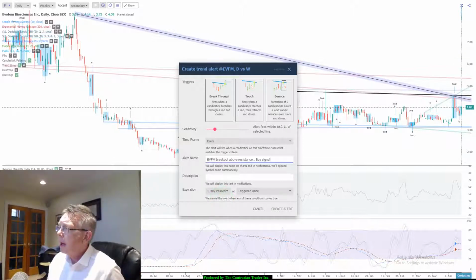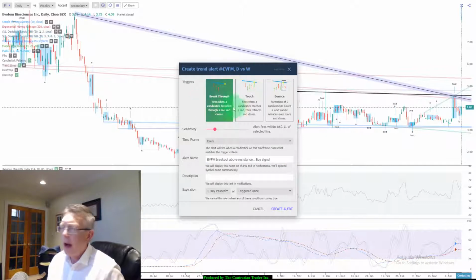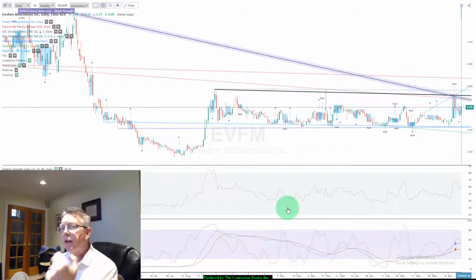So we're going to keep an eye on this. Note how I click breakthrough. It's got to break through that resistance level, right? So it's got to break through on this trigger for me to have an SMS text or an email sent to me, and I will get that alert. I will then reevaluate whether or not I want to be a part of the trade.